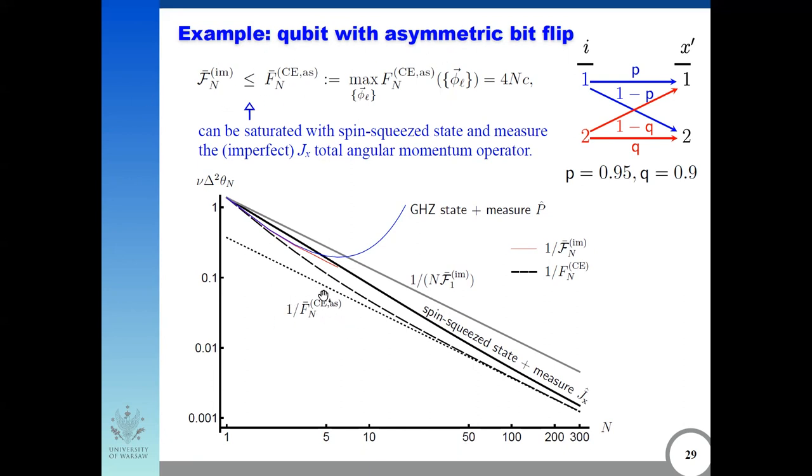So now this is a lower bound for this asymptotic channel extension bound. And then this red line is the exact imperfect QFI. Well, I can only plot up to some small n. For the upper bounds of the fisher, that means there are lower bounds of the errors. We can show that, for example, with a spin squeezed state and the imperfect total Jx angular momentum measurement, we are actually asymptotically reaching the optimal lower bounds. So this is this black curve. And of course, the black curve is always on top of the red one. So the red one will be basically squeezed between this black solid curve and this lower bound.